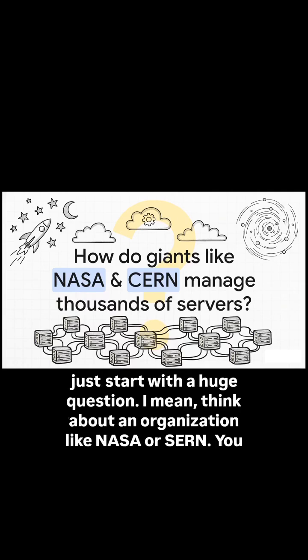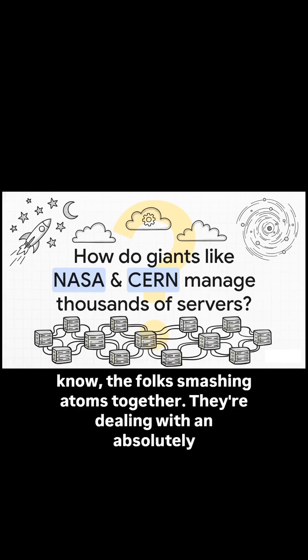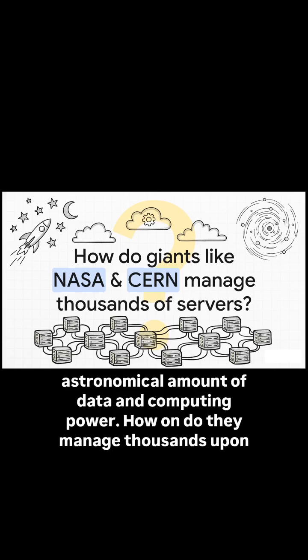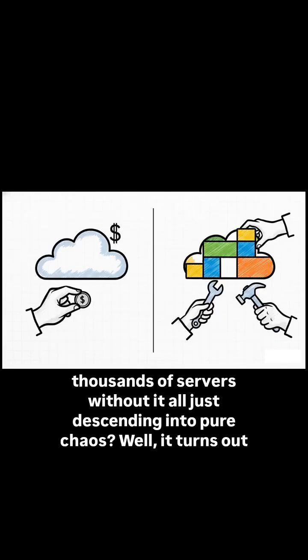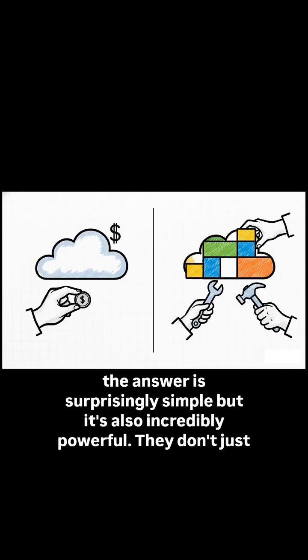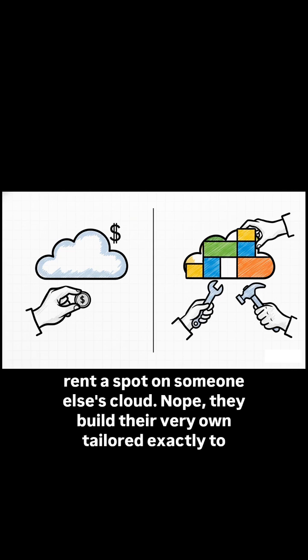Think about an organization like NASA or CERN, the folks smashing atoms together. They're dealing with an absolutely astronomical amount of data and computing power. How on earth do they manage thousands upon thousands of servers without it all just descending into pure chaos? Well, it turns out the answer is surprisingly simple, but it's also incredibly powerful. They don't just rent a spot on someone else's cloud. Nope. They build their very own, tailored exactly to what they need.